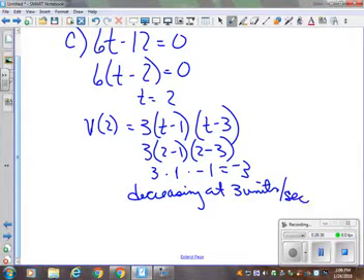So since we're talking about a number line, the spaces between the numbers are like a unit. We just don't know what it's measured in. And so it's decreasing at 3 units per second because the numbers are getting smaller as you go to the left. Does that make sense? Okay. All right.